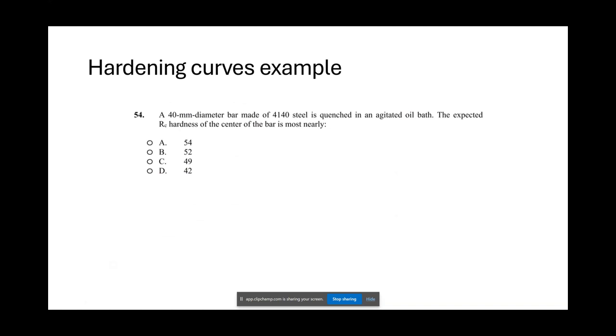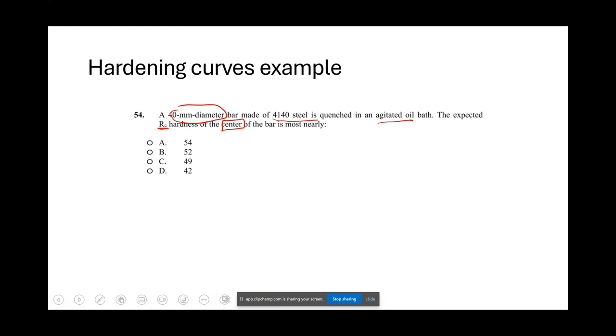So we're going to go ahead. 40 millimeter diameter is given to us. We have a 4140 steel, and we know that it's going to be in an oil bath. And we can see that we're looking directly from the radius and in the center. These are very, very key aspects you need to look at for your material science questions.